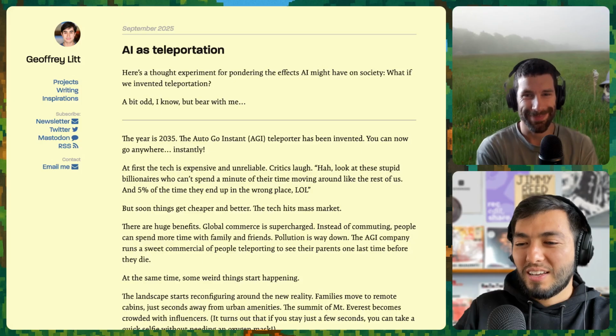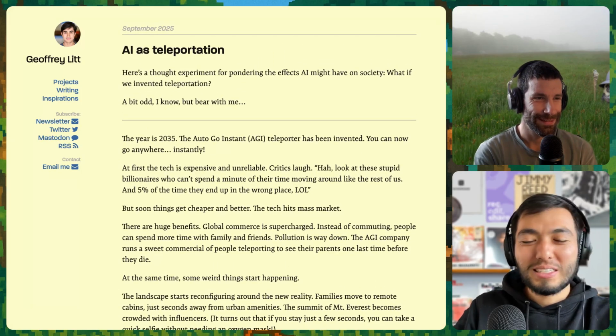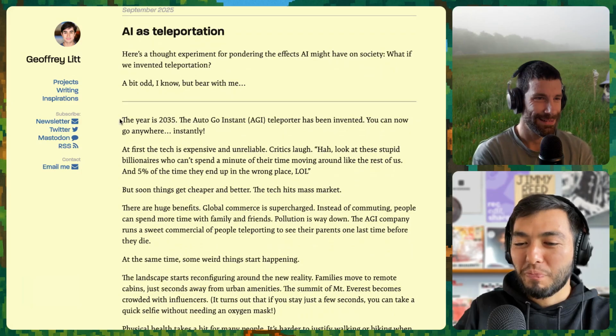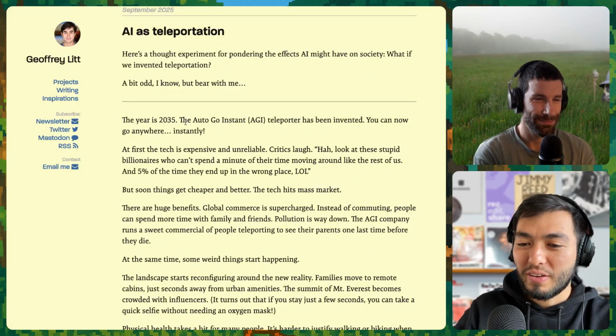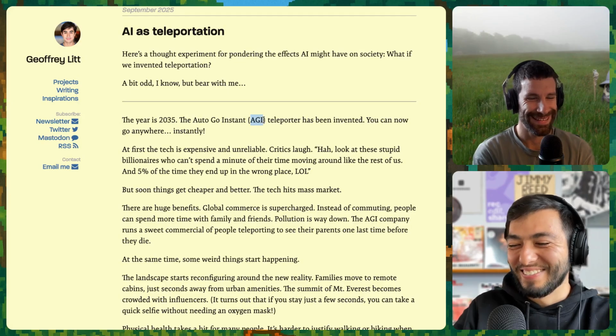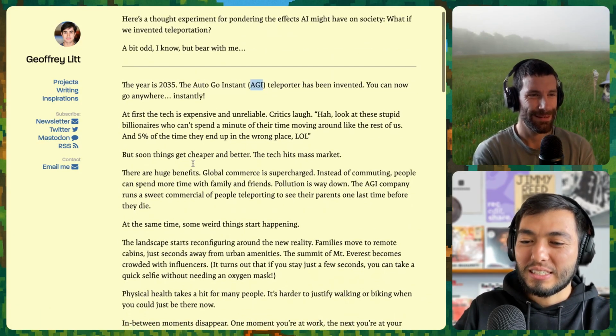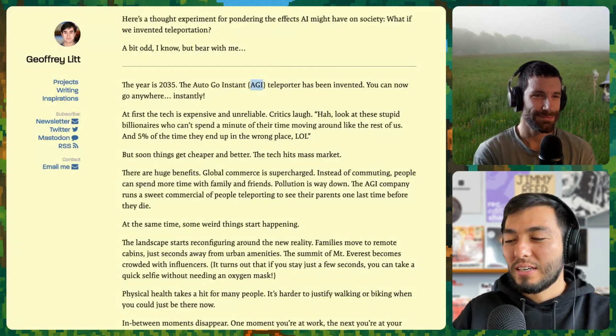What does this mean? Yeah, exactly. So I thought it's like a thought experiment, he does an interesting analogy, right? He starts with the year 2035. The AutoGo instance, in parentheses AGI, so it's tongue in cheek, right? Has been invented, so now you can go anywhere instantly.